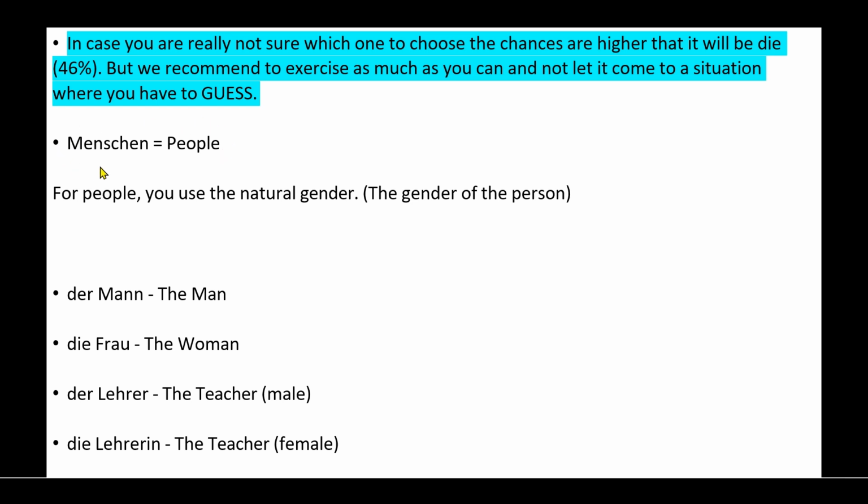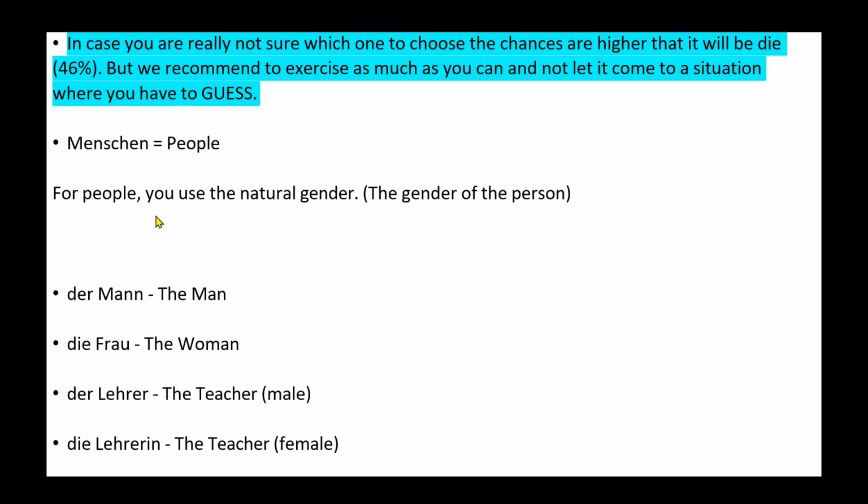In this lesson, we are only putting effort on the article der, which is männlich and used for masculine. For people, you use the natural gender, the gender of a person. Der Mann, the man. Die Frau, the woman. Der Lehrer, the teacher. Die Lehrerin, the teacher, female.